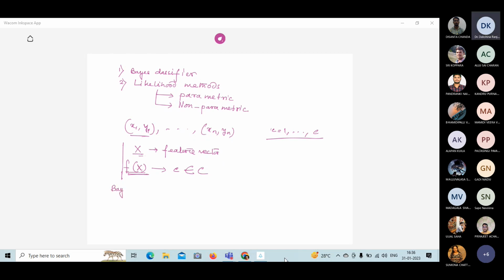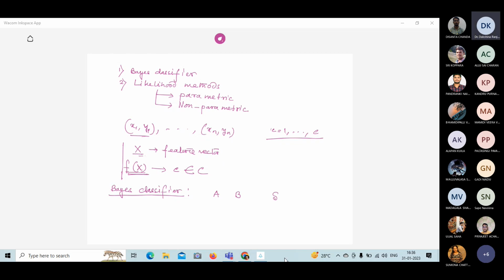Now we will talk about the Bayes classifier. The first classification technique apart from logistic regression is the Bayes classifier, and we will talk about some preliminary notations which we will use in the Bayes classifier. Let us consider there are two events A and B, and these two events are drawn from a sample space S.